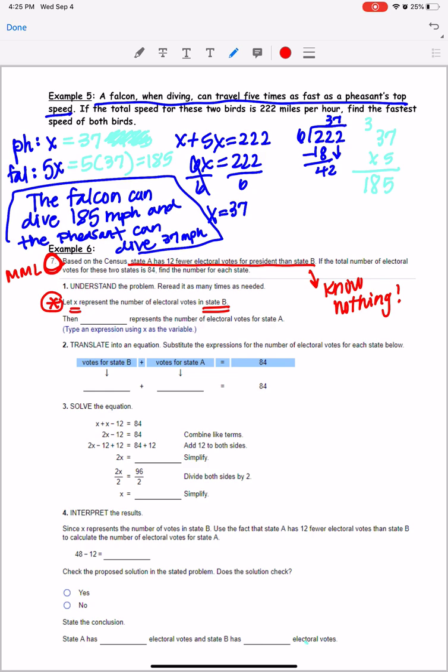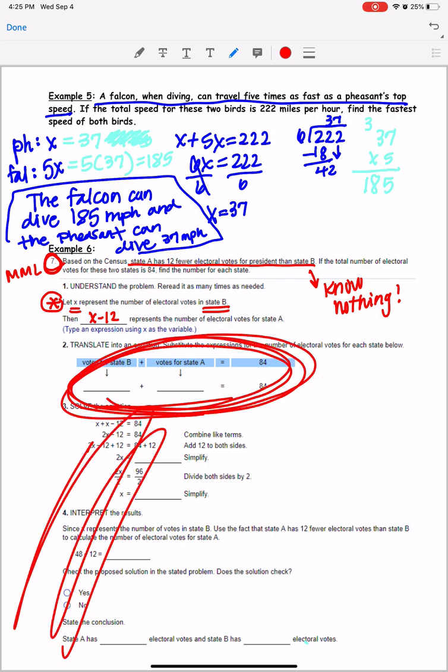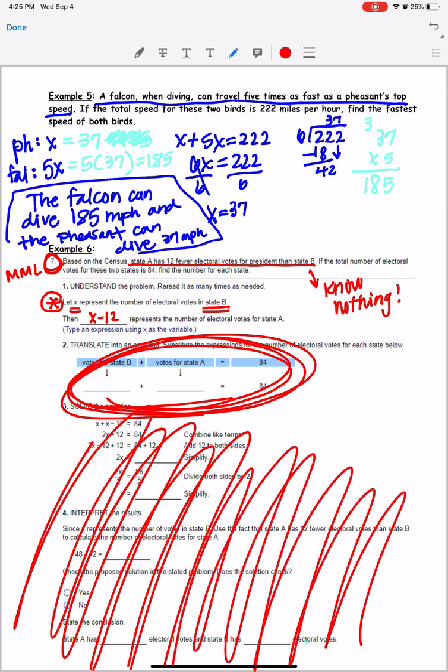So then, blank represents the number of votes for state A. Well, it says A has 12 fewer votes than B, which B is X. So if it has fewer, that's subtraction. So that means X minus 12. So a lot of times even this part is missed, but this right here is really missed. When you get to this part right here, it doesn't show all of this here. And so it makes you think that you have to solve it. It's wanting to work this problem out with you.